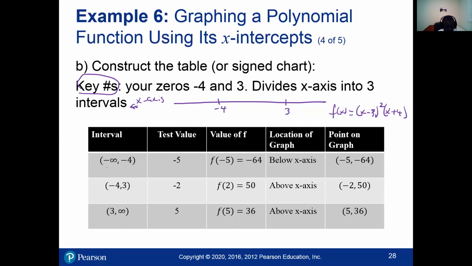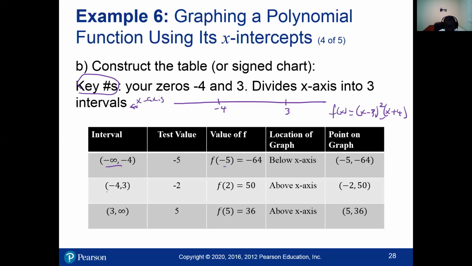If you consider the interval minus infinity to -4, we pick -5 as a test value, and when you plug -5 into the function f of x, you get -64. Now, because it's negative, the graph location will be below the x-axis. Okay, and so this gives me a point on the graph, -5, -64.